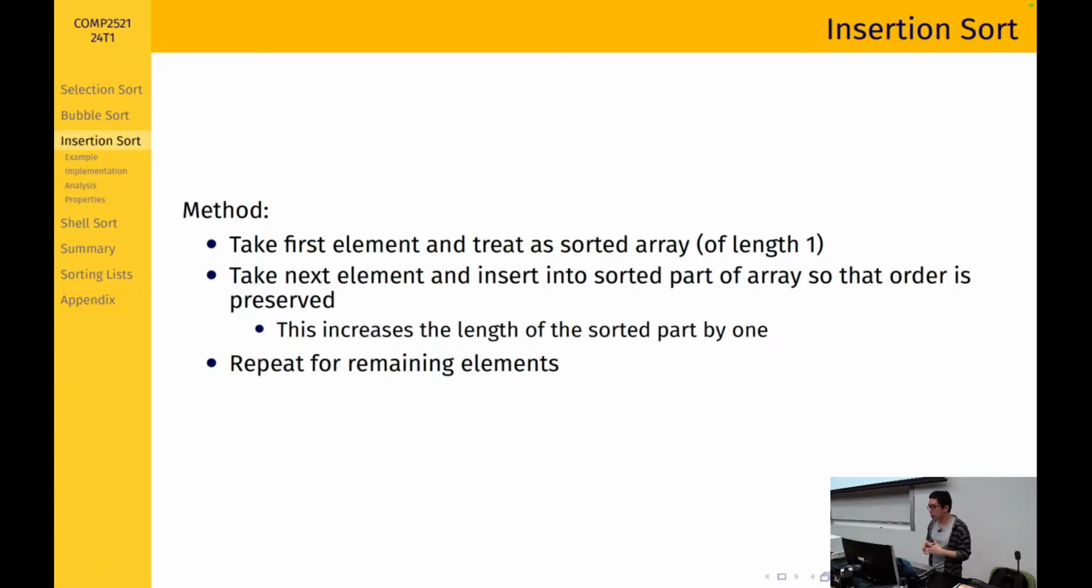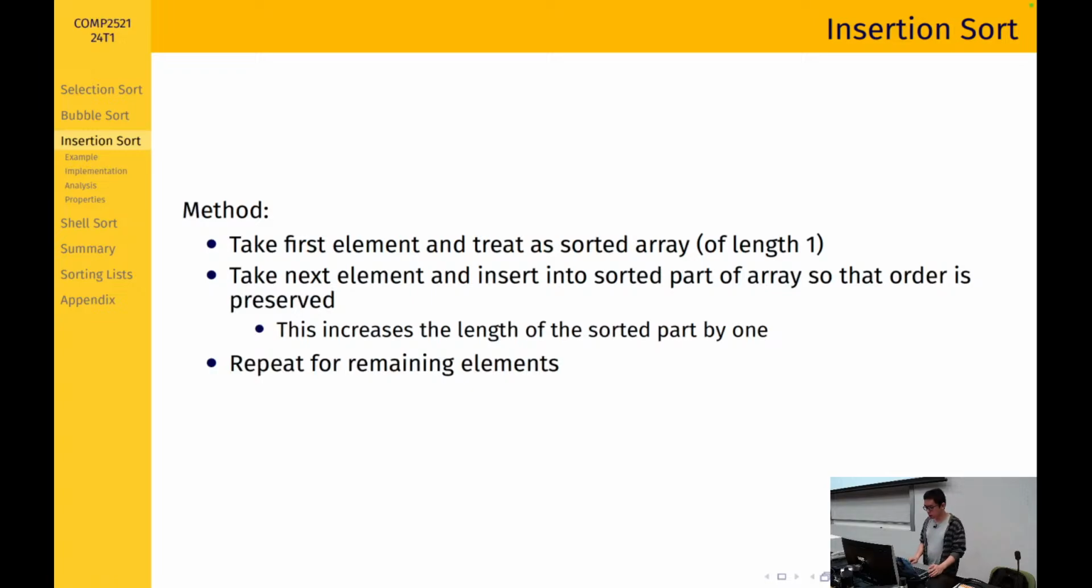After we do that, we're going to have a sorted subarray of size 2. Then we take the next element and insert that into the sorted part of the array so that the array is still sorted. So now we have a sorted array of size 3, and so on. Each time we insert an element, we increase the sorted part of the array by 1. And if you remember the function that you had to do in the week 1 lab, I think it was insert ordered. Insertion sort pretty much does that for every element in the array.